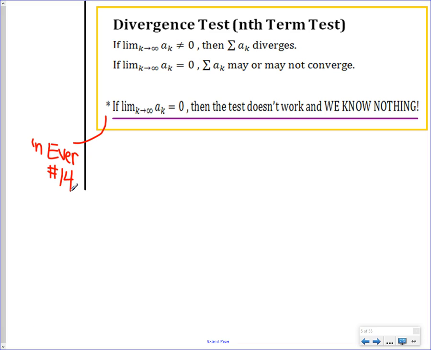I know I didn't put the bounds. I was too lazy, and I stole this from someone else who did not put the bounds, so there you go. The infinite series will diverge. If the nth term does not approach 0, the series will diverge. Done.